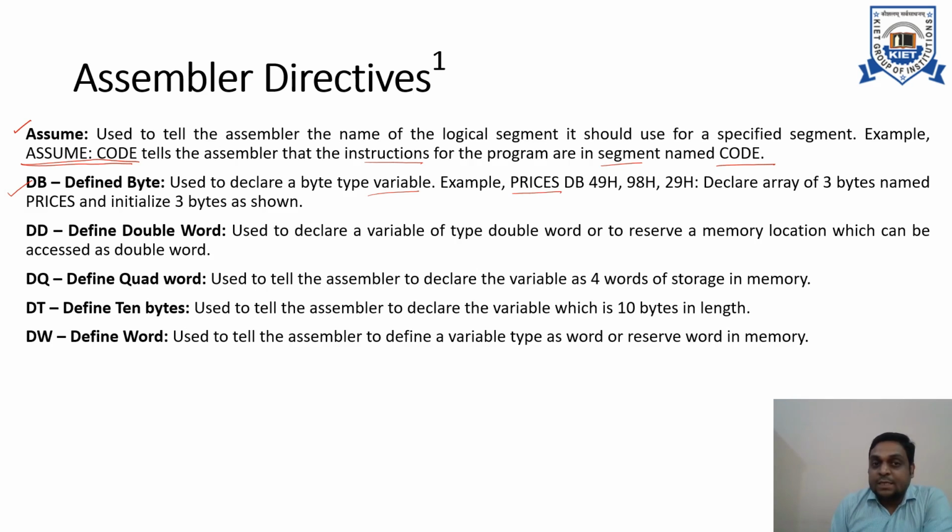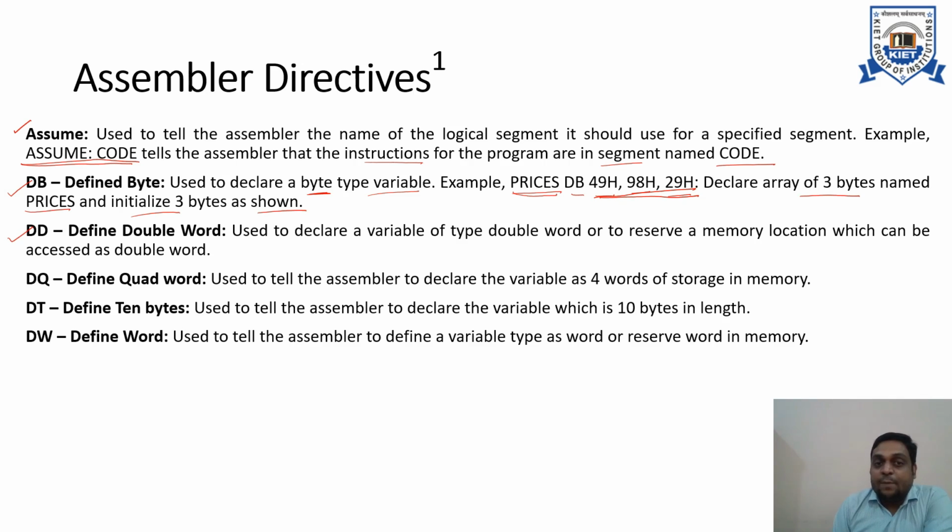Next, define byte. Define byte is used to declare a byte type variable. Example, prices DB 49H, 98H, 29H. Here H stands for hexadecimal, DB stands for define byte, and prices is the name or the tag. It means here an array is declared having three variables. These variables are of byte type. It declares 3 bytes named prices and initializes 3 bytes as shown.